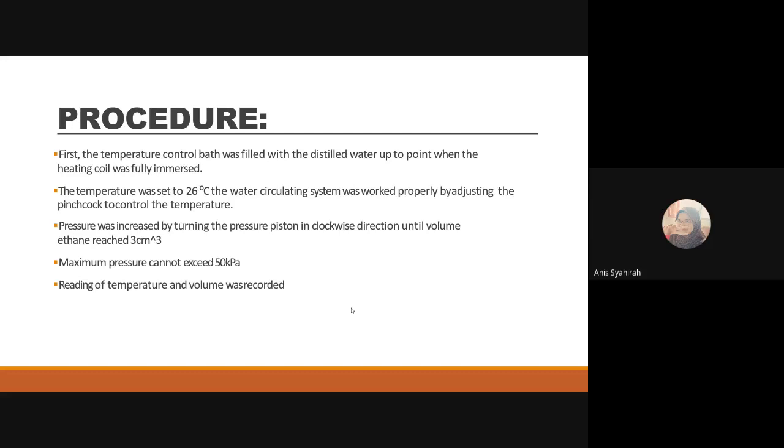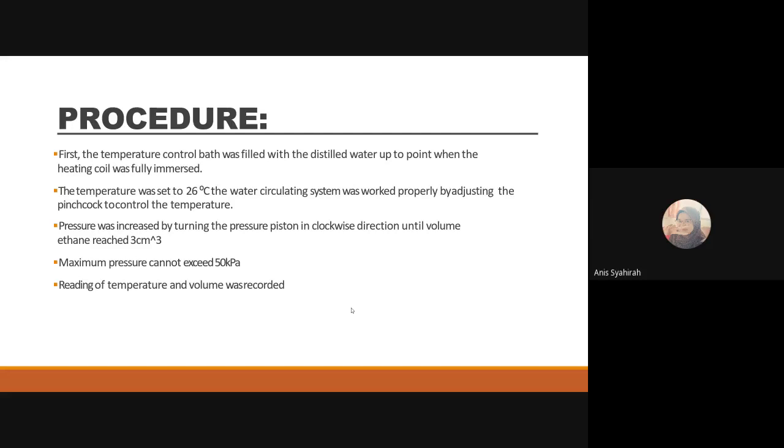Okay, for the procedure, first the temperature control bath was filled with distilled water up to the point where the heating coil was fully immersed. The temperature was set to 26 degrees. The water circulating system was checked to work properly by adjusting the pinch cock to control the temperature.